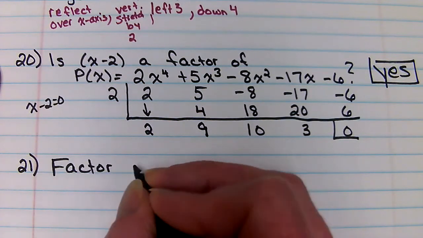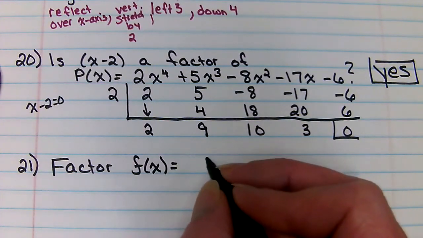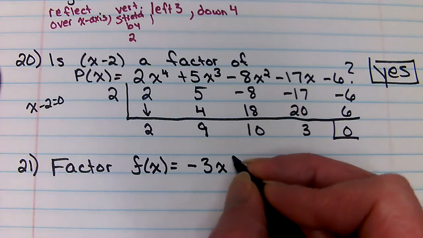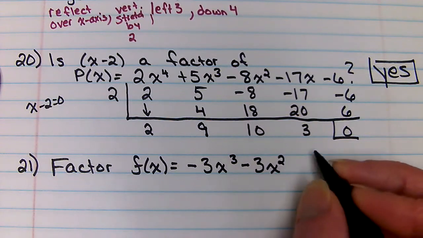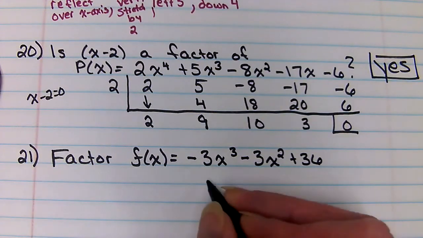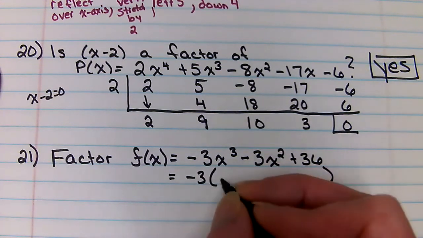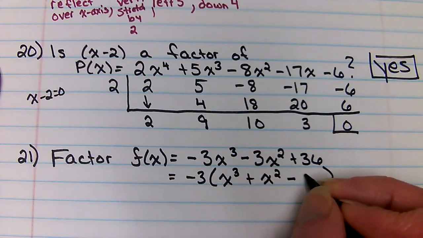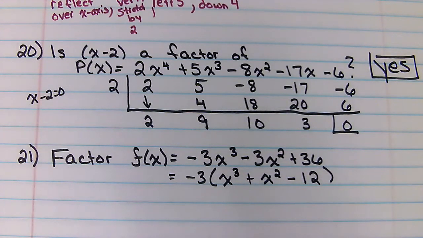Number 21 says to factor completely. Now it doesn't say to solve, just to factor. Well, the first thing I notice is that everything's divisible by 3, but I don't like the negatives out front, so I would actually factor out a negative 3. Now, I can't factor that.